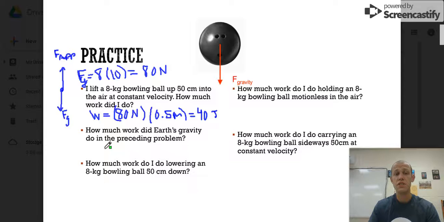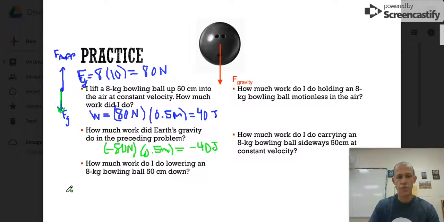So how much work did gravity do? Well, gravity is the same force, but in the opposite direction. So the only thing that's going to be different is we're going to put a negative for this force. So it's 80 newtons. The displacement's the same, 0.5. And then we will get out a negative answer of negative 40 joules, signifying the force was done in the opposite direction of the displacement.